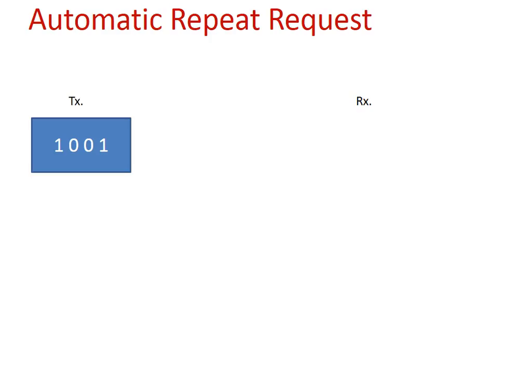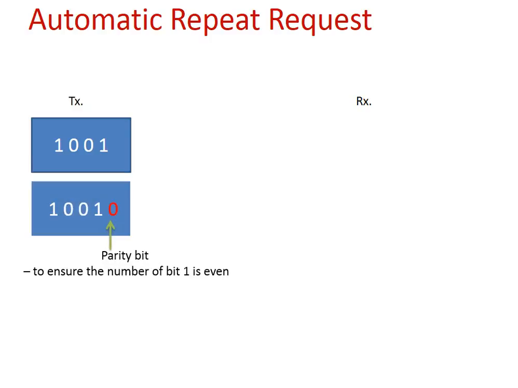So this is an example of how ARQ works. Okay, let's consider a message bit 1001. With the ARQ, a parity bit that ensures the number of bit 1 is even is added to the message bit. So we will consider that at the receiver, the message has no errors if it can maintain the number of bit 1 as even.